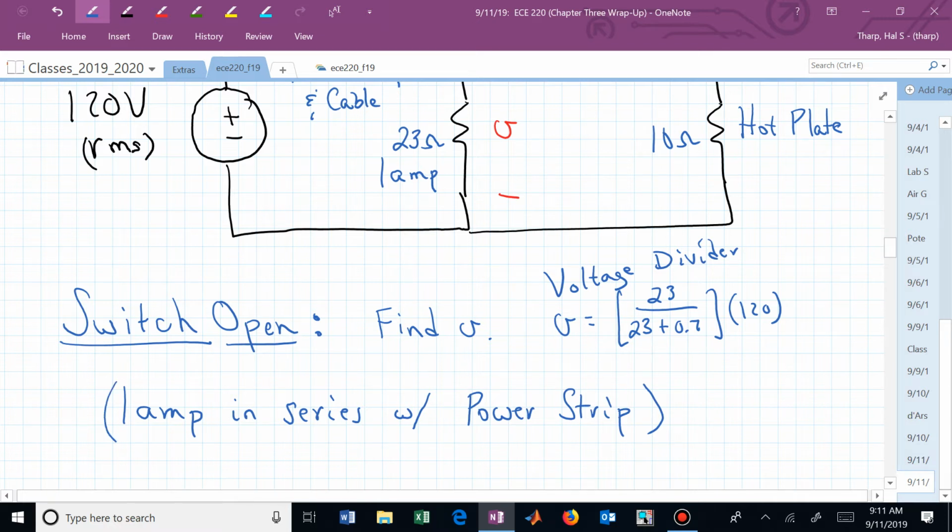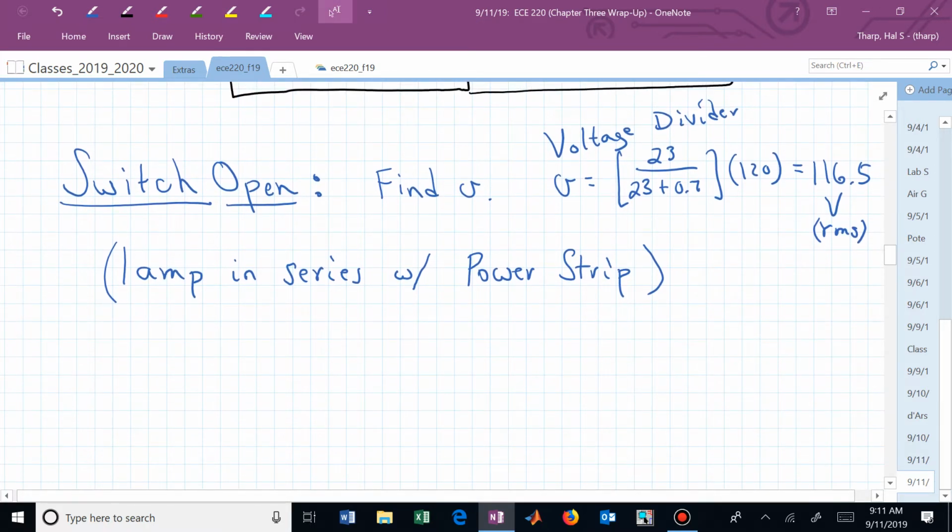And that allowed us then to write down this voltage divider, and if we multiplied all of that out, we would end up with 116.5 volts, and we're using now RMS units, not DC. These are effective voltages, or RMS. So that's 116.5 volts RMS. What happens now if we have the switch closed?